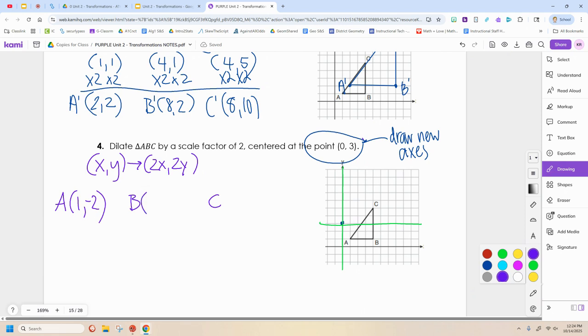So B is going to be over 4, down 2, right? So from the origin, which is now our center, which is now our origin, right? Over 4, down 2. What's C going to be? Over 4, up 2. Okay, so now we're going to go ahead and multiply every single number by 2, which is our scale factor.